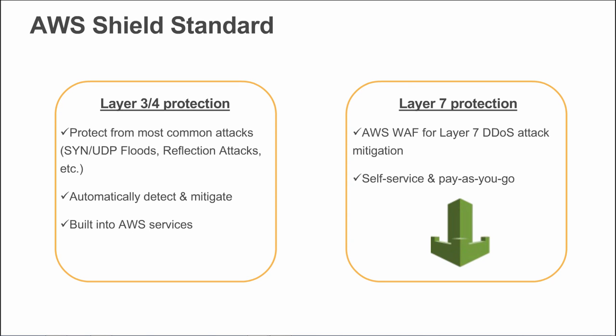Now, if you think that your applications are vulnerable to more sophisticated layer 7 DDoS attacks, AWS also provides AWS WAF, or the Web Application Firewall, which you can use for layer 7 DDoS attack mitigation. AWS WAF is a highly customizable and highly flexible layer 7 traffic filtering engine that is available for you completely self-service and pay as you go. So you can create any type of rule on AWS WAF that looks at any part of the incoming request and drop or block those requests before they reach your web application.